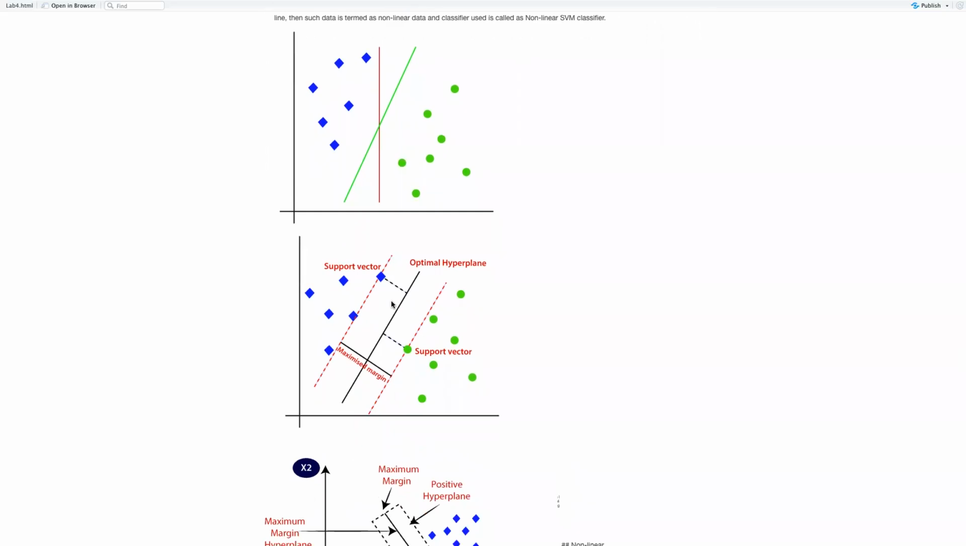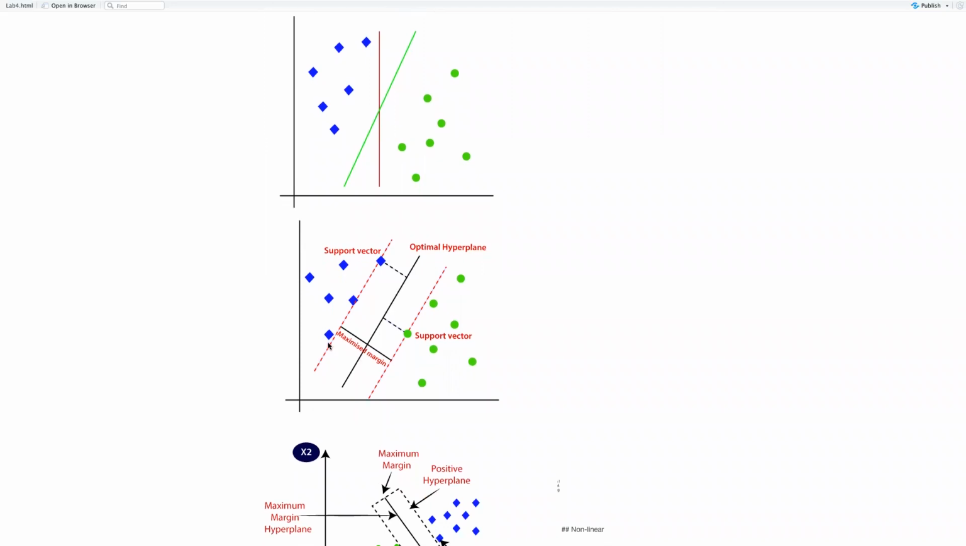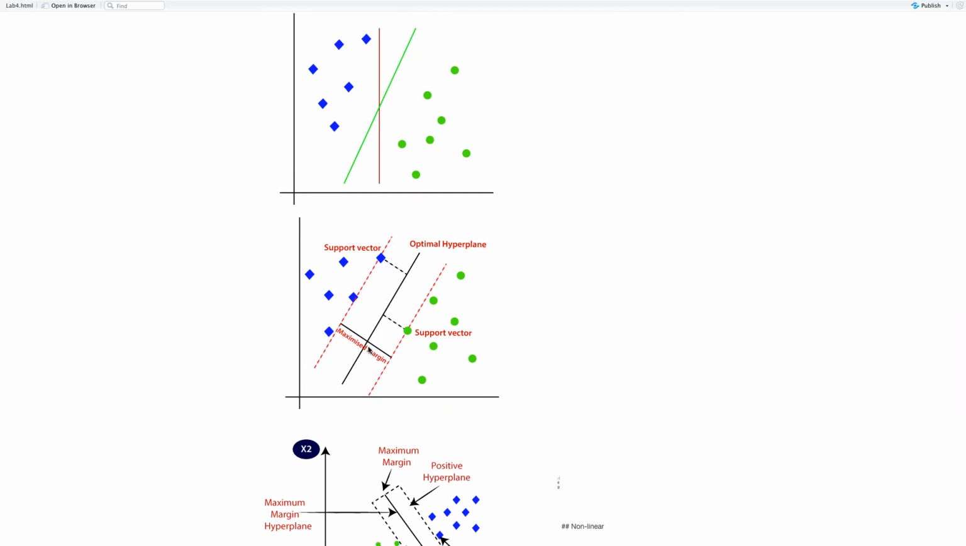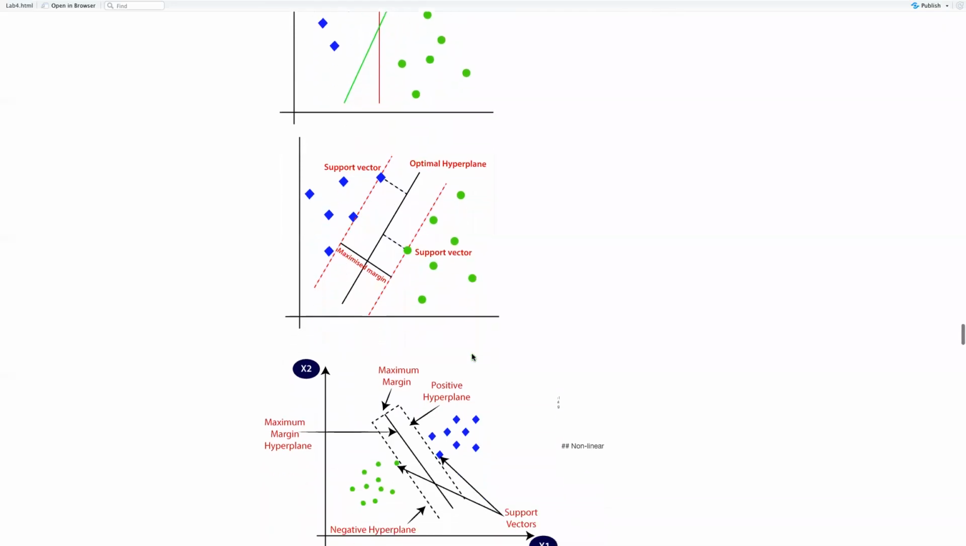So for the SVM algorithm, we need to find a line that gives us the largest margin. We want to maximize this margin, so we can better separate these two classes. And the margin is calculated as the distance between the support vectors.